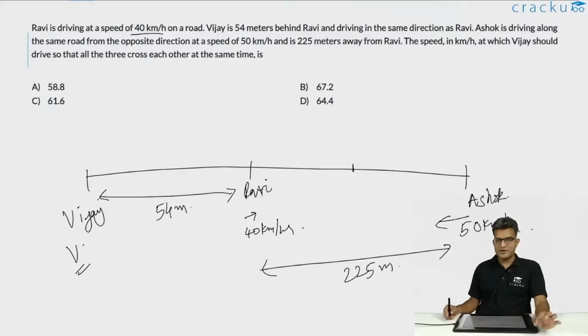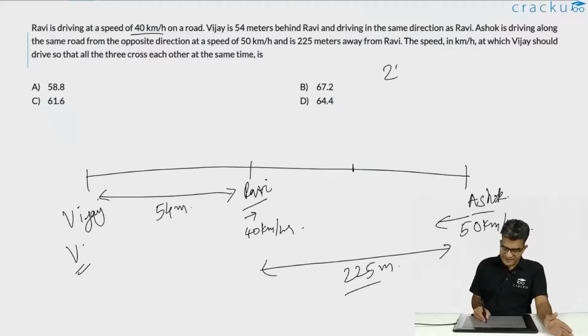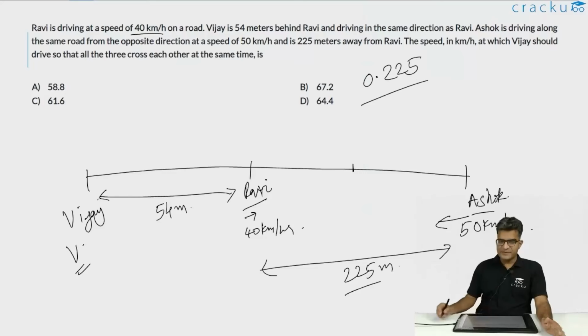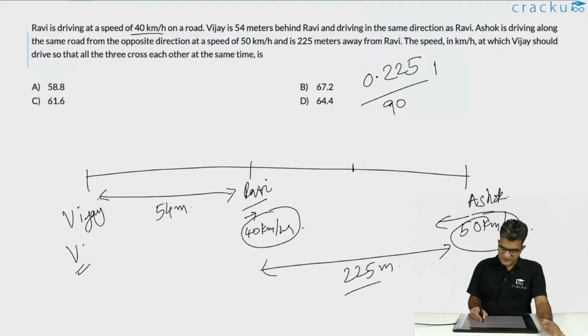So at this standpoint, Ravi and Ashok are 225 meters away. So what is the time taken by them to actually meet? The time taken by them is 225 meters, which is 0.225 kilometers, divided by their relative speed, which is 40 plus 50 because they are traveling in the opposite directions, which is 90. So after this many hours, they would meet. In this many hours, you want Vijay and Ravi to also meet.